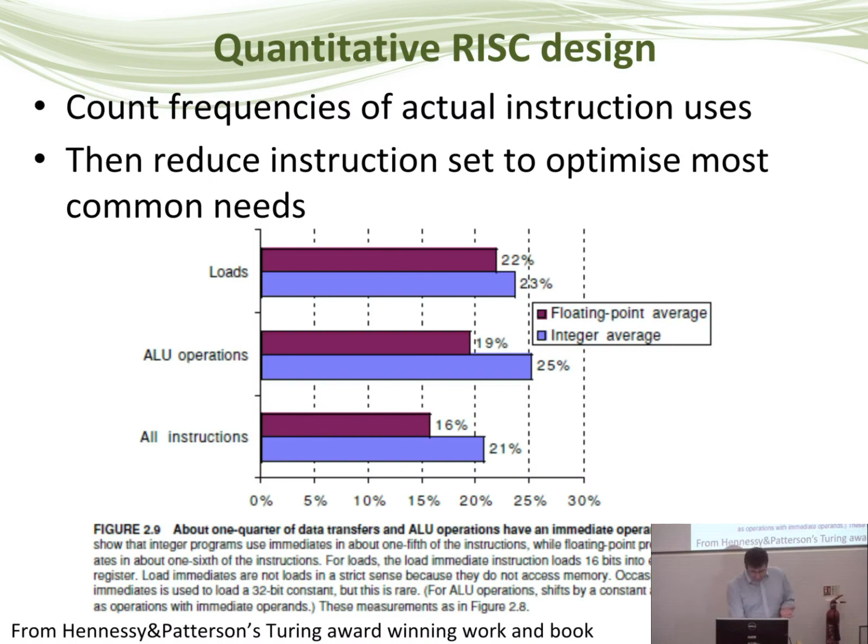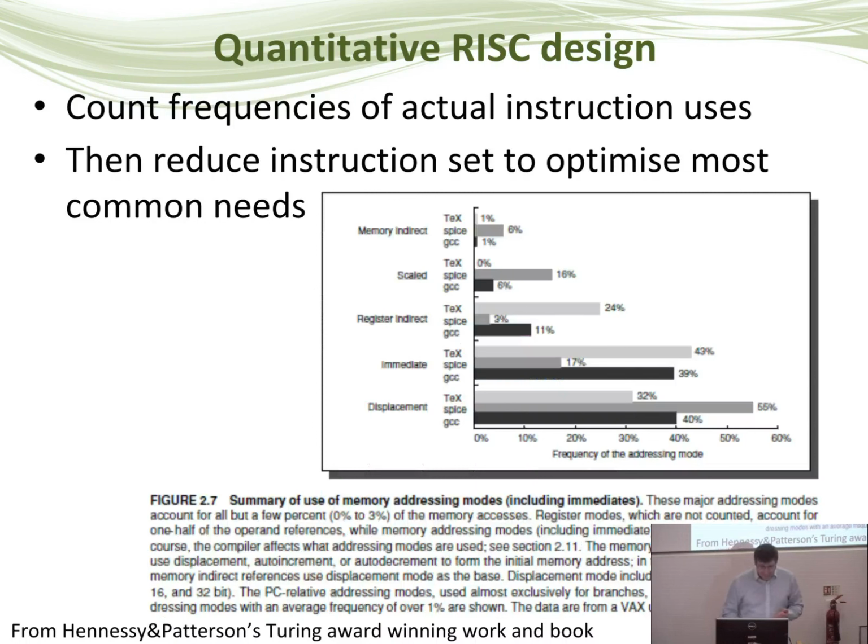So for example, in this figure, they're asking what kinds of operands are actually being used. Are they immediate operands? Are they addresses? Are they indirections? And they're measuring how many data transfers and how many ALU operations are operating in immediate mode. They're going to look at these numbers and use them to guide the design of the architecture, to optimize it for the things that are actually getting used.